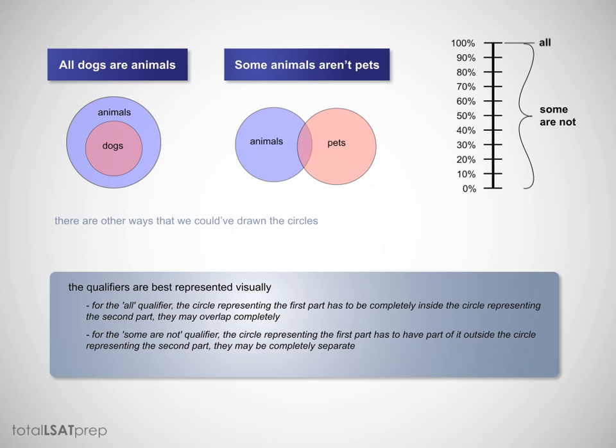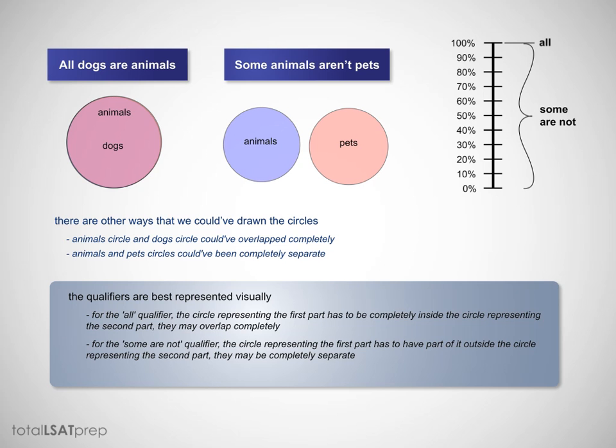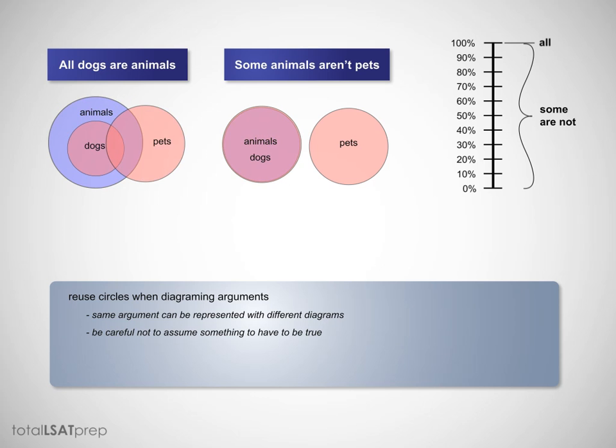And like I mentioned, there are other ways we could have drawn the circles. The animal circle and the dog circle could have completely overlapped, and the animals and the pet circles could have been completely separate. When you're diagramming arguments, you should reuse circles. So the same argument can be represented with different diagrams, and you should be careful not to assume that something has to be true. So we have these different representations of how we could have represented this argument. There are two different ways.